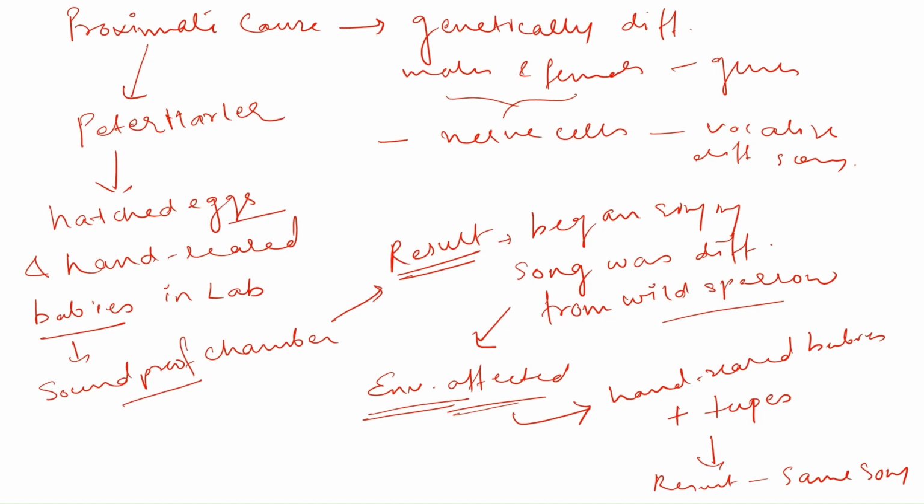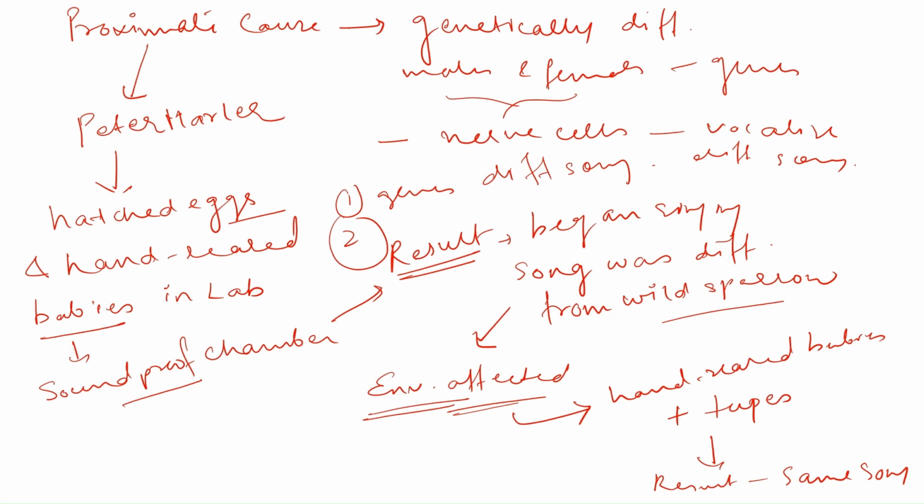So both factors are present. Genes also are responsible. Why? Because if genes weren't responsible, then the soundproof chamber babies wouldn't be able to sing. But they are singing. So that means they carry the gene for this particular song. But because the environment also plays a role, which was absent in the soundproof chamber, their song was different.